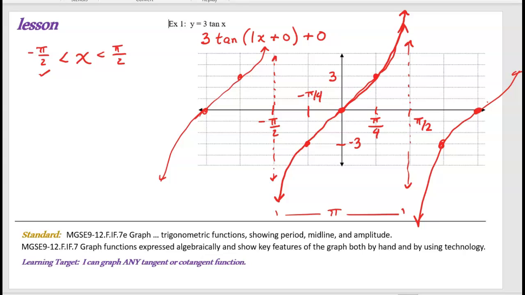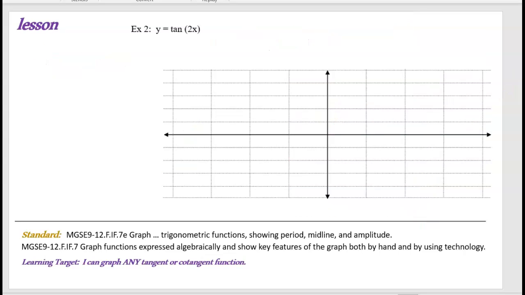I have the y values that matter in terms of making a sketch, and that's it. The period is still pi. The phase shift is 0 over 1 or 0. So all those values that we could find very quickly and easily. All right, let's try another example.